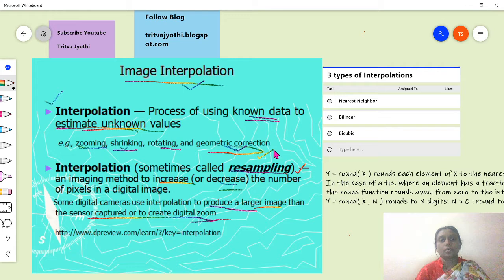We already discussed the sampling procedure; this is called resampling. And we apply image interpolation using three methods. We have three methods to apply interpolation operations. The first one is the nearest neighbor technique, the second one is the bilinear technique, and the other one is the bicubic. We will discuss these now.